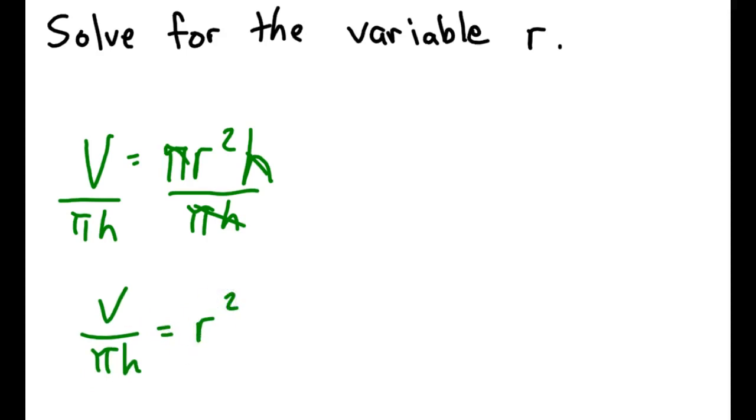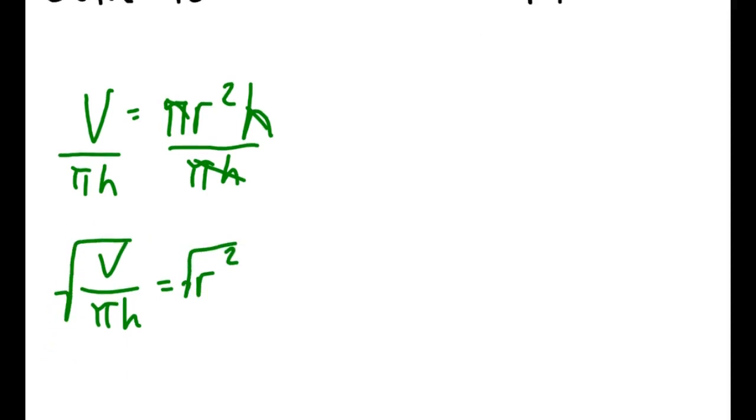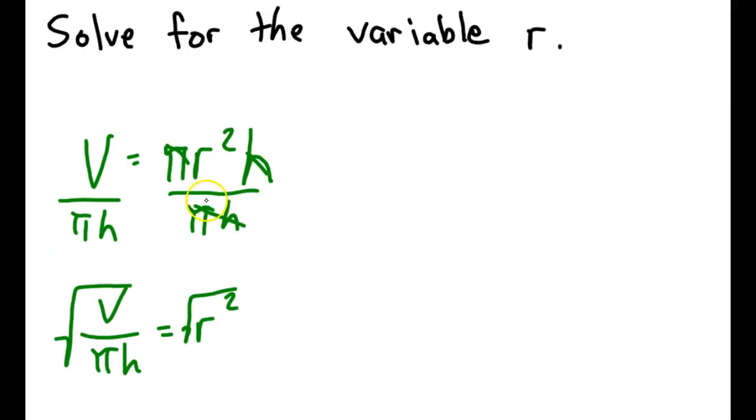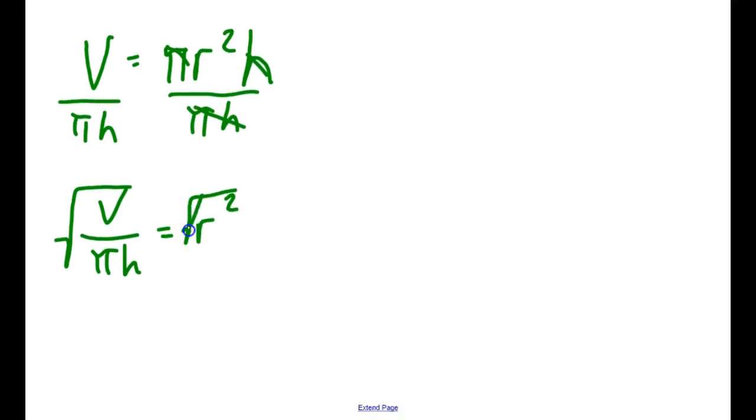Now to get r isolated by itself, we would have to take the square root of both sides of this equation. If we do that, we know the square root and the squared simplify with each other. So we're left with r is equal to the square root of v divided by pi times h. Technically, we would have plus or minus over here, but since we're talking about distances and measurements, volume, we can't have any negative values. We're only going to include that positive value.